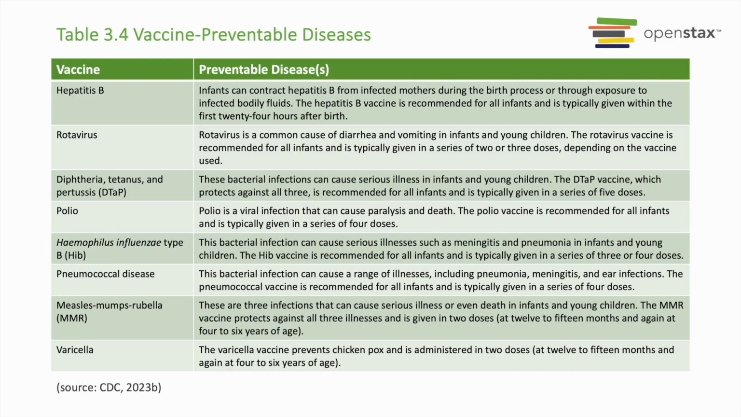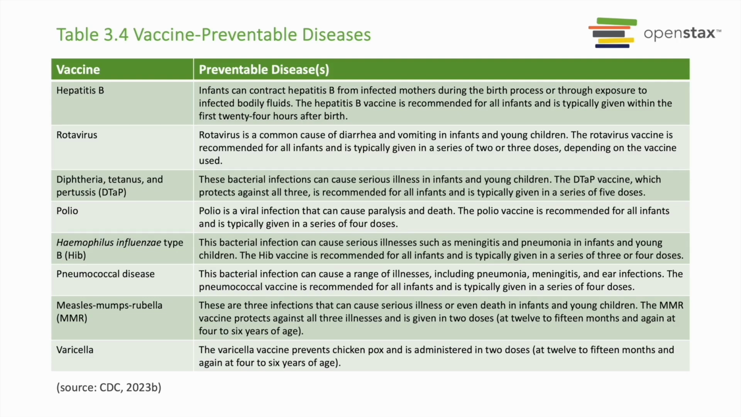Pneumococcal disease. This bacterial infection can cause a range of illnesses, including pneumonia, meningitis, and ear infections. The pneumococcal vaccine is recommended for all infants and is typically given in a series of 4 doses. Measles, mumps, and rubella, MMR. These are 3 infections that can cause serious illness or even death in infants and young children.